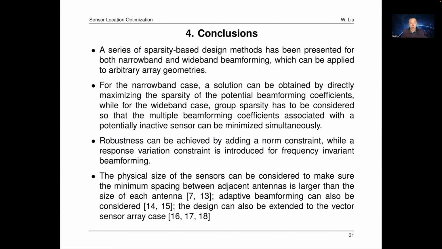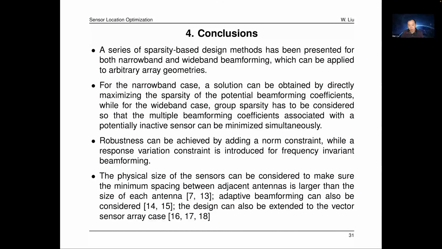So conclusions. A series of sparsity-based design methods has been presented for both narrowband and wideband beamforming, which can be applied to arbitrary array geometries. For the narrowband case, a solution can be obtained by directly maximizing the sparsity of the potential beamforming coefficients, while for the wideband case, group sparsity has to be considered so that the multiple beamforming coefficients associated with a potentially inactive sensor can be minimized simultaneously. And the robustness can be achieved by adding a norm constraint, while a response variation constraint is introduced for frequency invariant beamforming for the wideband case.